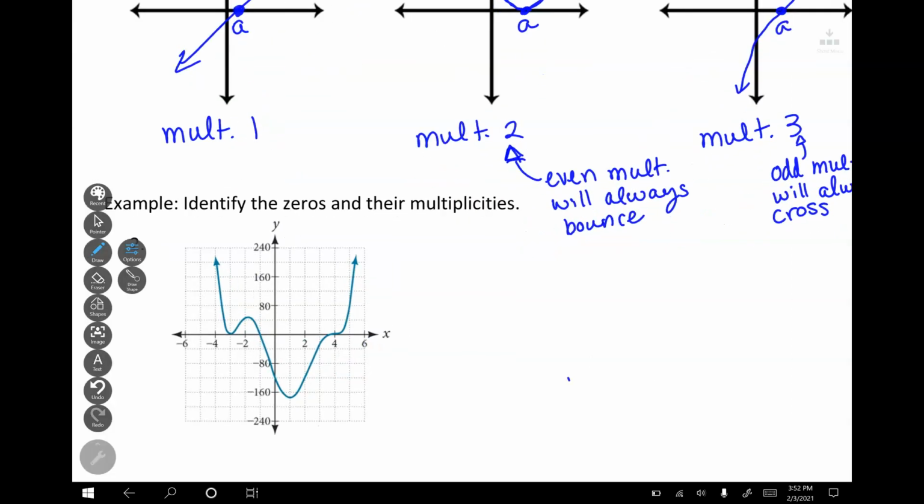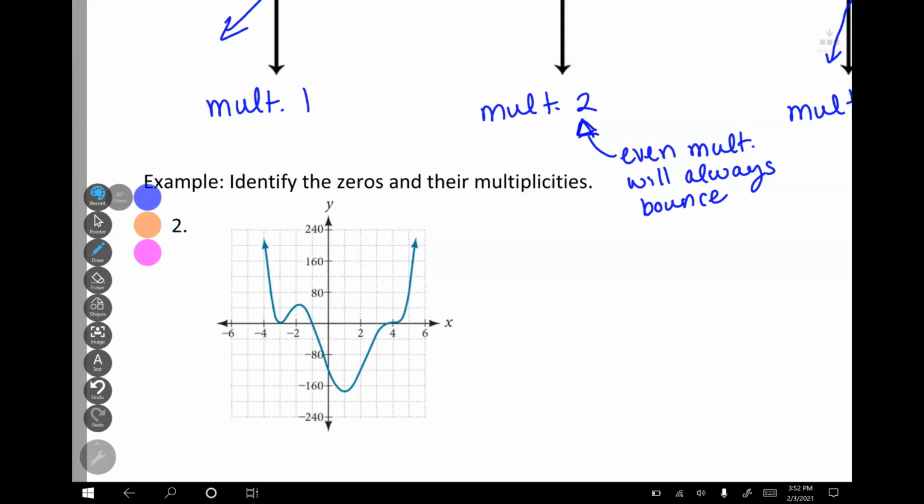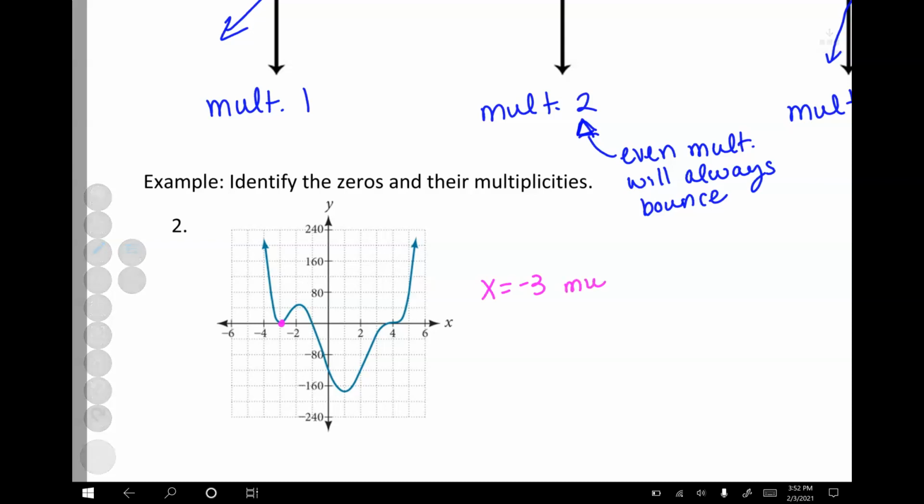All right, so let's identify the zeros and their multiplicities. The first zero I see right here is at -3. So x equals -3. And it bounces, so that tells me the multiplicity is even. Let's say it's 2. We're just going to go with 1, 2, or 3 on these. So -3 has multiplicity 2. The second one I see is here at -1. x equals -1. It just goes straight through that point, so that's going to be multiplicity 1.